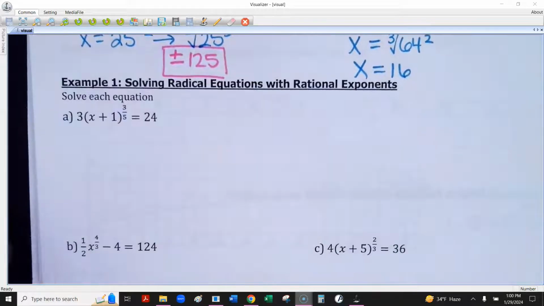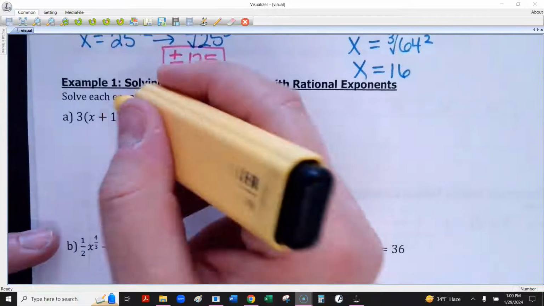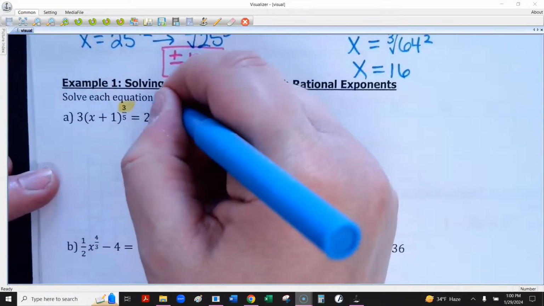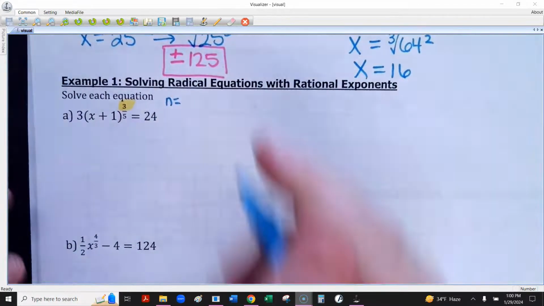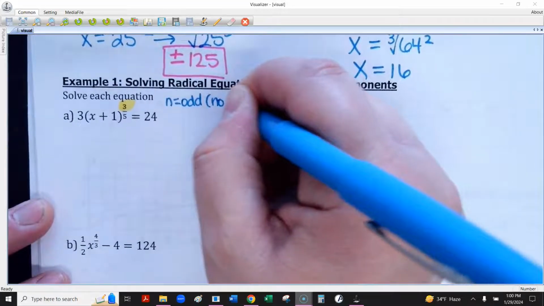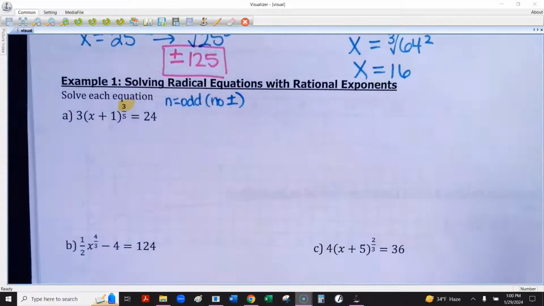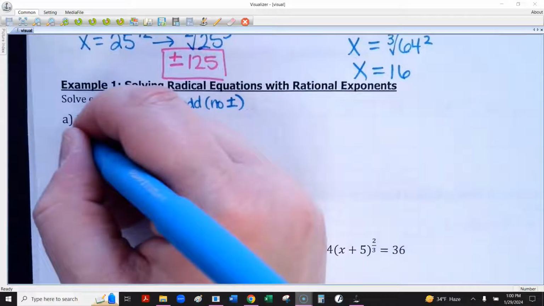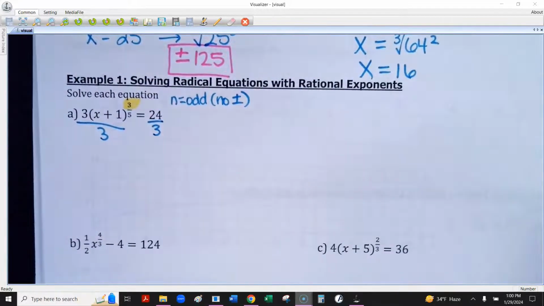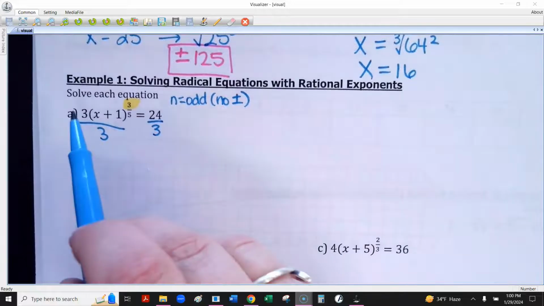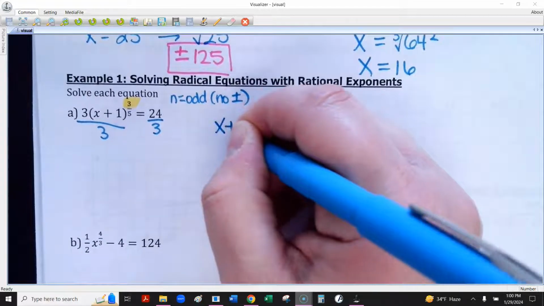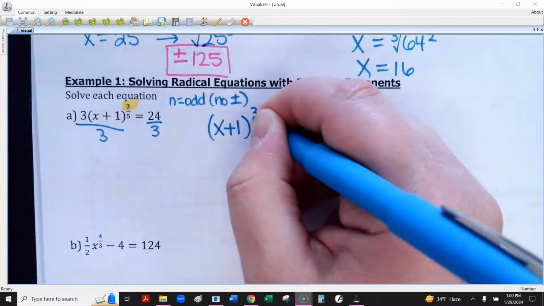All right, so here's what I would do. Whenever you do the question, just look at it right away. So I'm looking at my first problem here, and my numerator, I'm just going to use n, is 3. This is odd, so I don't need to worry about a plus and minus because 3 is an odd number. Now, what you want to do is isolate whatever we're taking to the 3/5 power here. So I'm going to get rid of the 3, do not distribute in there. So we're going to end up with x plus 1 to the 3/5 power.